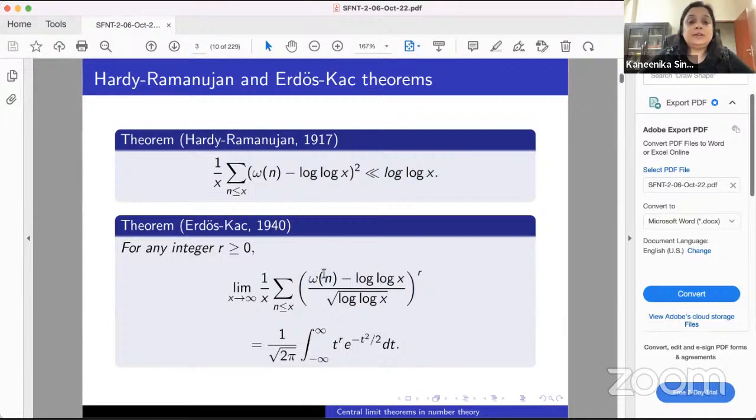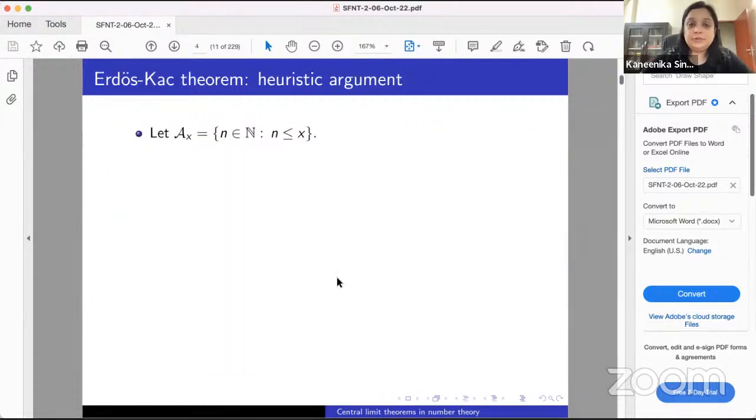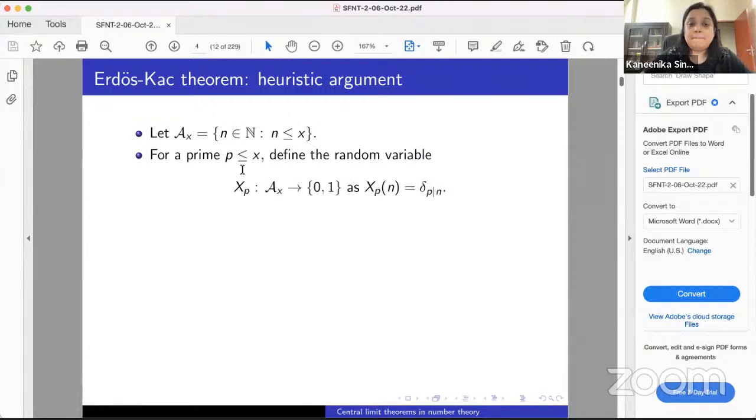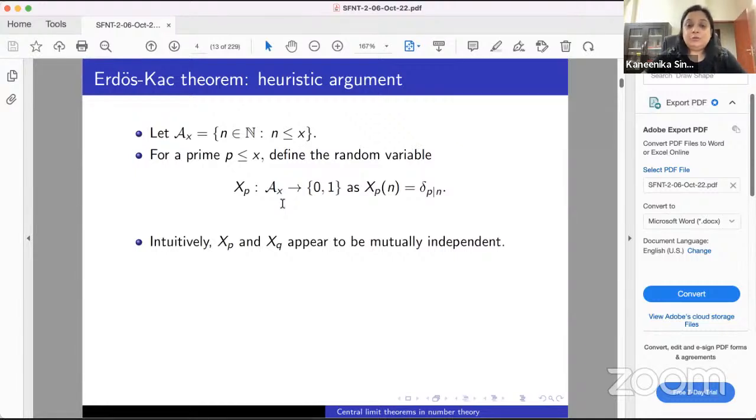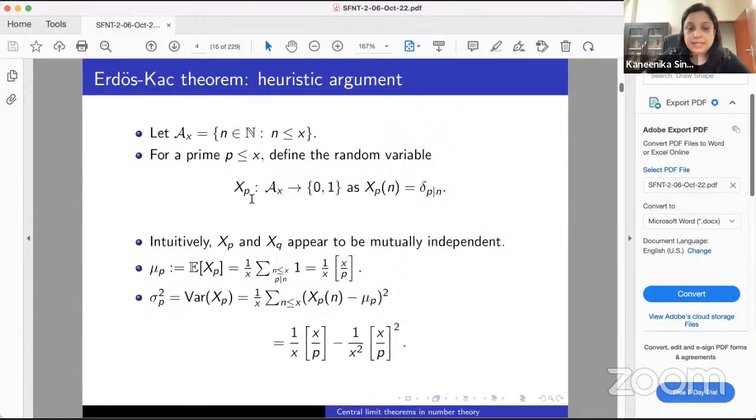The perspective to prove this theorem is to interpret or compare omega of n in terms of sums of independent random variables. Here is a heuristic argument. Given a prime p less than or equal to x, let us first consider the space of all natural numbers up to x and equip it with the uniform counting measure. On this, define the random variable X sub p to be equal to 1 if p divides n and 0 otherwise. Intuitively, X_p and X_q appear to be mutually independent. So we model these variables in terms of Bernoulli random variables with similar properties, which are known to be mutually independent, and we compare our expected value and variance of the X_p's with known probabilistic models.